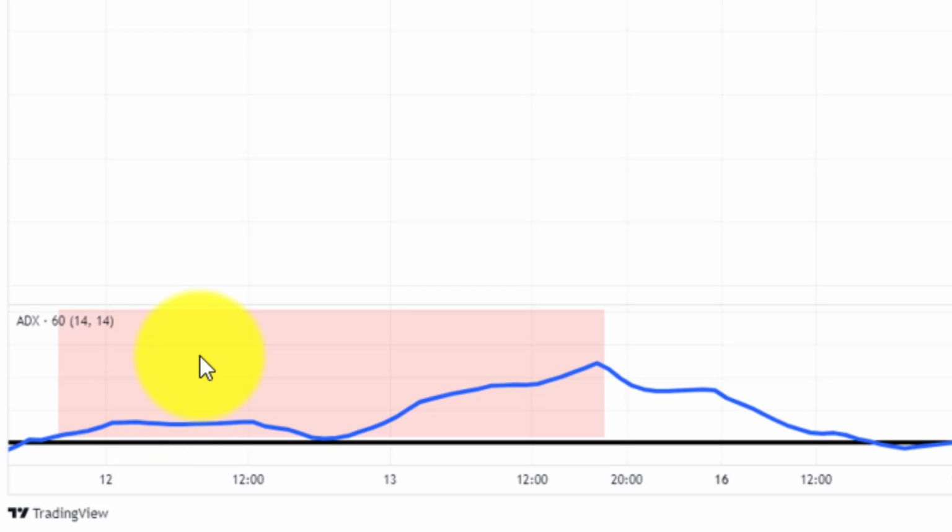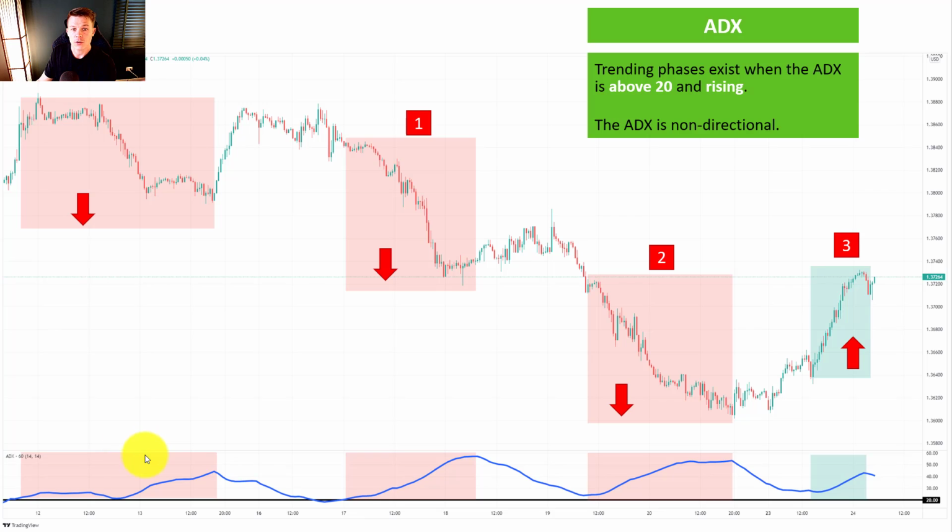And what you want to look for is that the ADX is above 20, very important. And also that the ADX is rising, because the ADX rising shows us that we are in a trending market. So you don't want to look at an ADX that is going down, because when the ADX is going down, it means that there is a range market and that the previous trend is losing strength. And we can see it very nicely here.